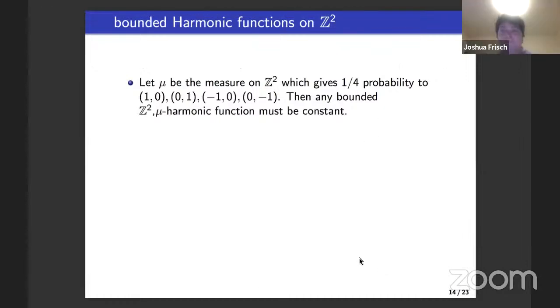Yeah. All right. I want to use an application of this thing. I just brought up a bunch of heavy machinery, and I'm sorry about that. I wouldn't have done it if it wasn't necessary. But let's think about harmonic functions on Z squared now. I'm going to choose the easiest measure: I'm going to go up a quarter of the time, to the left a quarter of the time, to the right a quarter of the time, and down a quarter of the time.